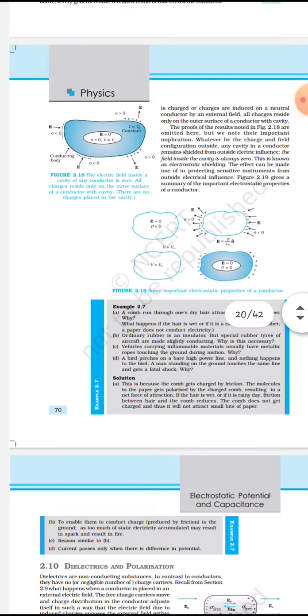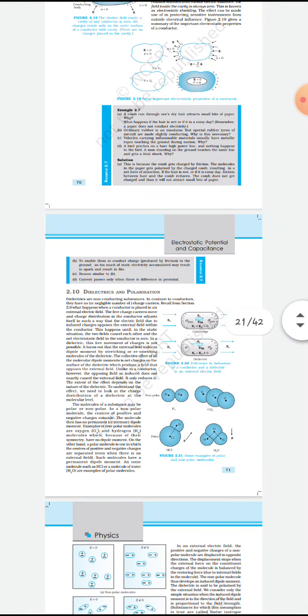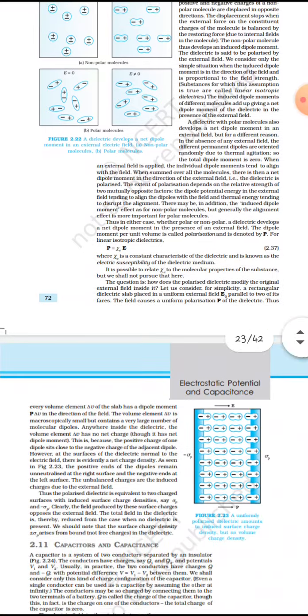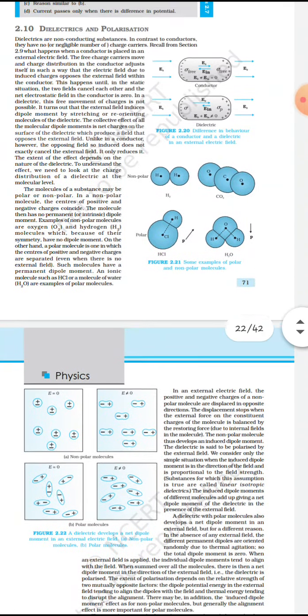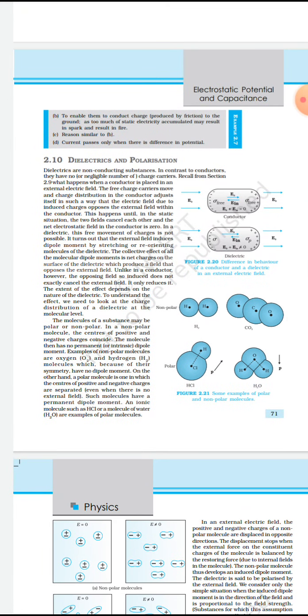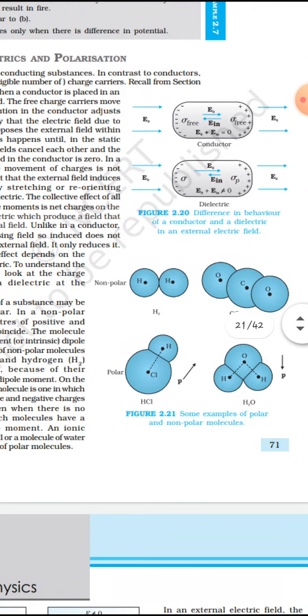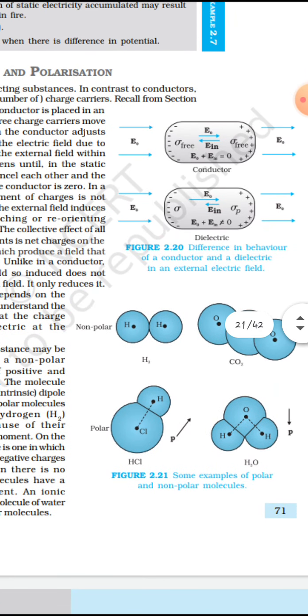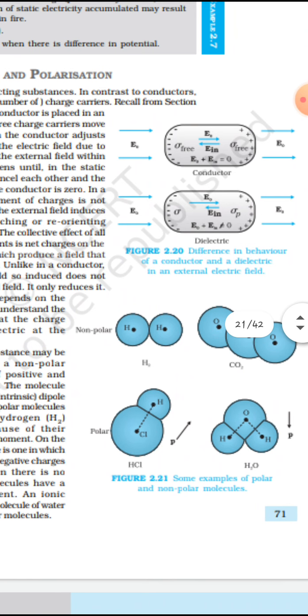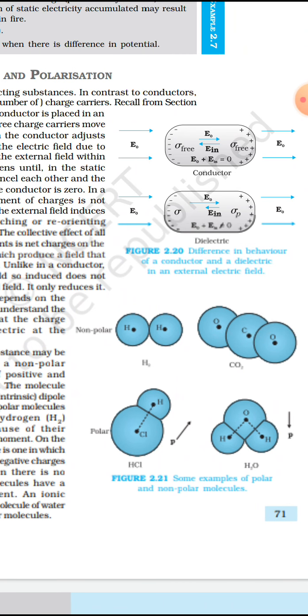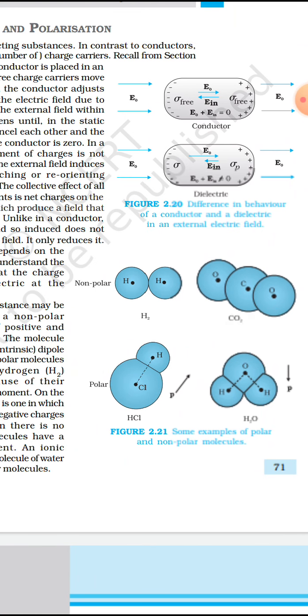Next, let's learn the next topic, that is dielectrics and polarisation. Here we look at the different behavior of a conductor and a dielectric in an external electric field. Here you can see this is a conductor. The conductor has surface charge sigma, and the electrons are free, positive and negative on both sides.